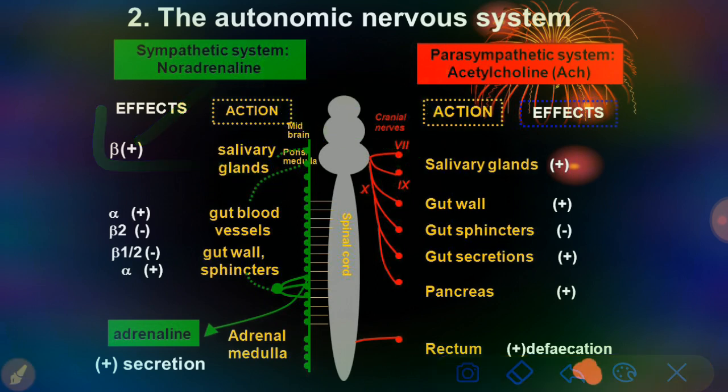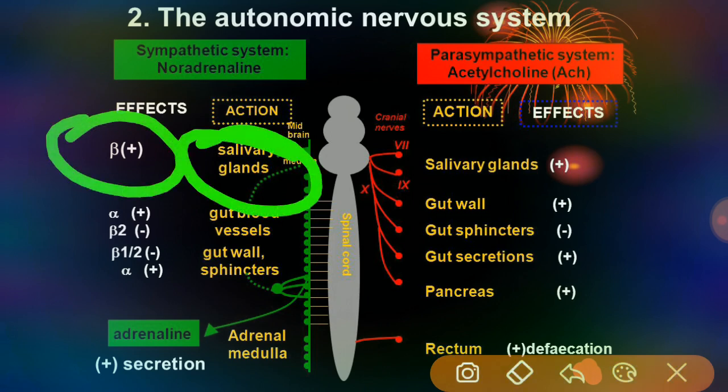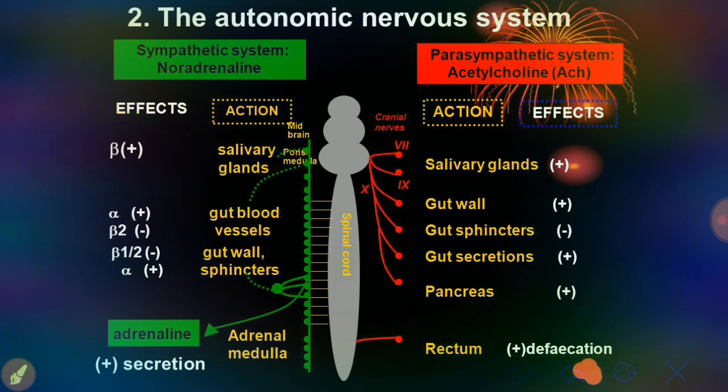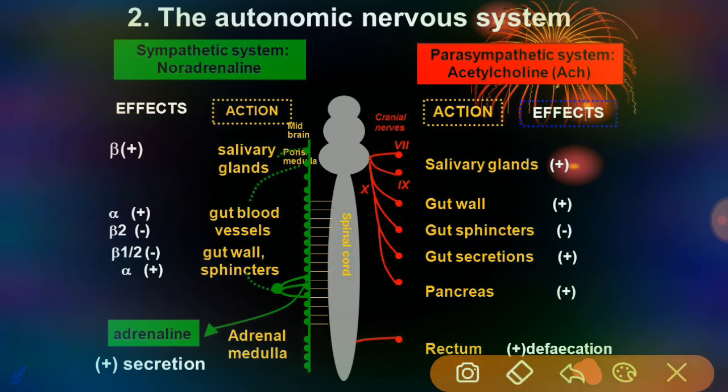See here the effects of the action of the sympathetic noradrenaline in the nervous system. Beta positive, so the salivary gland shows a positive action. Then the gut blood vessels show alpha positive and beta negative. The gut wall sphincter shows alpha positive and beta negative. There will be such fluctuations due to this instability. Then the adrenal medulla shows complete positive secretion of adrenaline.